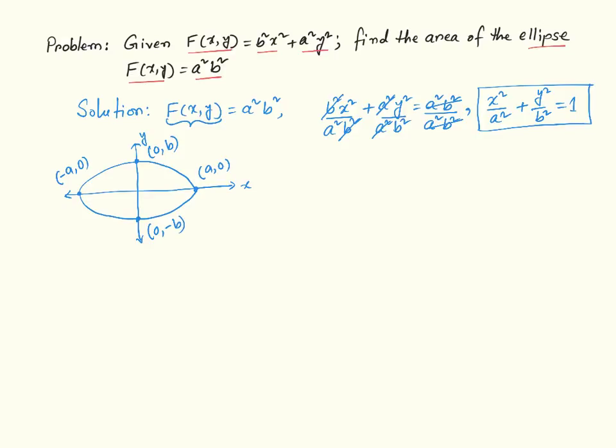Now look at this equation. We have x squared over a squared. a is actually giving you the x-intercept, here positive a comma 0, and here is going to be negative a comma 0. These are x-intercepts. And similarly, we are going to get the y-intercepts at 0 comma b, which is right here, and 0 comma negative b. Now, to find the area of this ellipse, we really don't need to find the whole area.